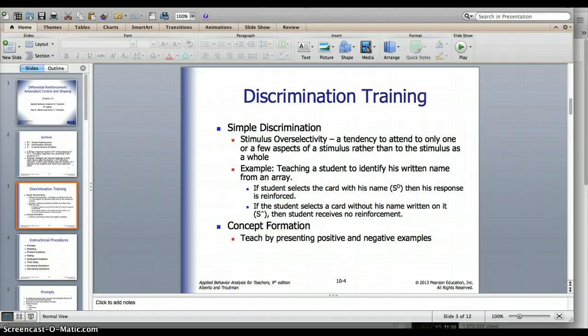So let's talk about discrimination training, and we use this a lot with kids on the autism spectrum, kids with moderate to severe disabilities, but this can be used with any student, especially students at a young age. The example here of stimulus overselectivity is when the teacher has a student identify his or her written name from an array. We do this a lot with older students by having them identify an element on the periodic table, or look for the number 59 on a hundreds chart. And we want them to find that without providing them with reinforcement.